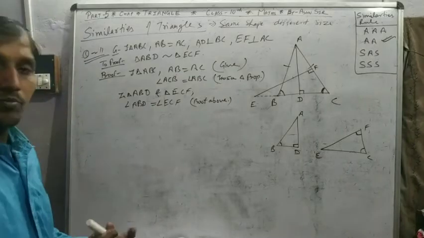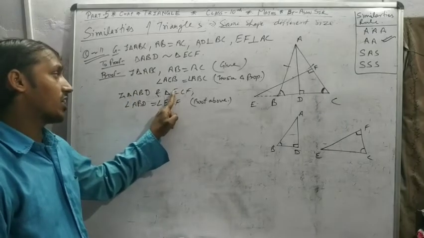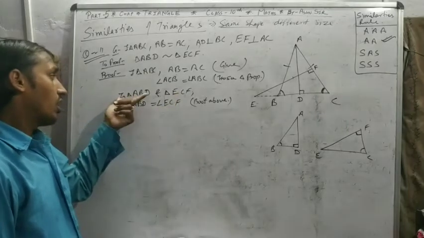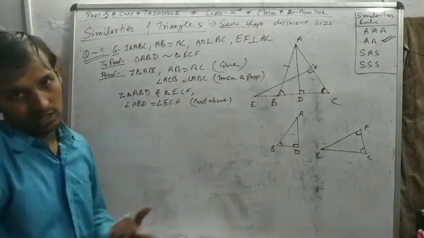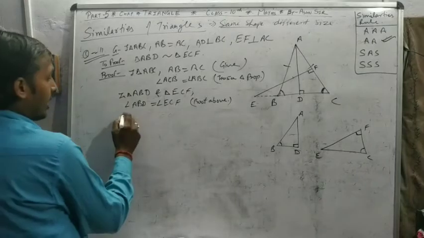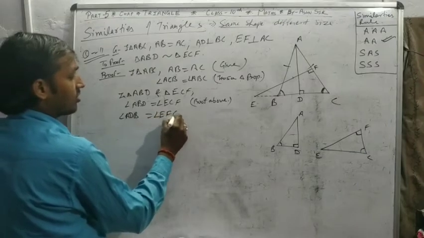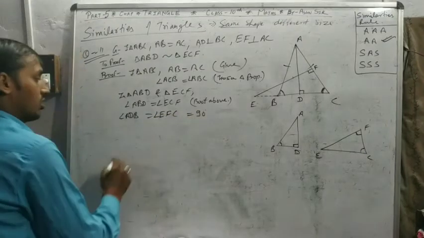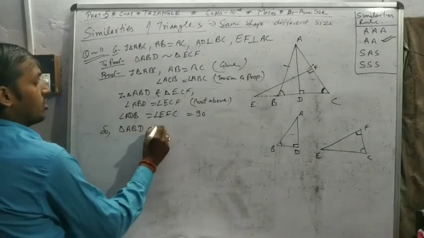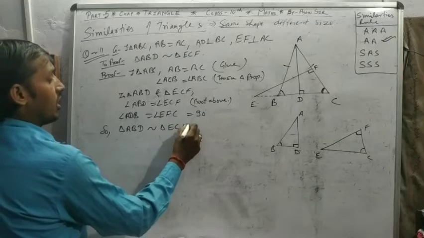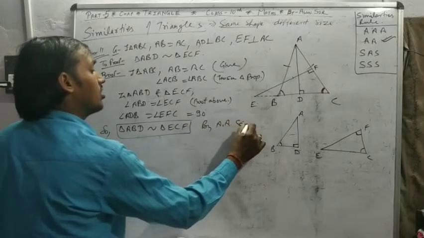Always when you write this step, remember: in ABD, if you write ABD on the left side, write ECF on the right side. So ABD parts go on the left side and ECF parts on the right side. Then the second angle, angle ADB, is equal to angle EFC, each 90. So triangle ABD is similar to triangle ECF by angle similarity.